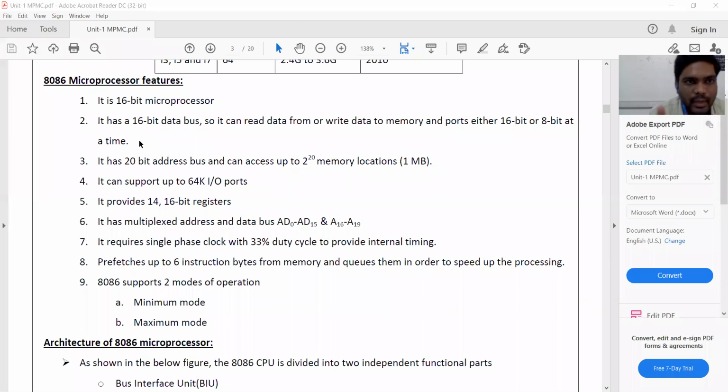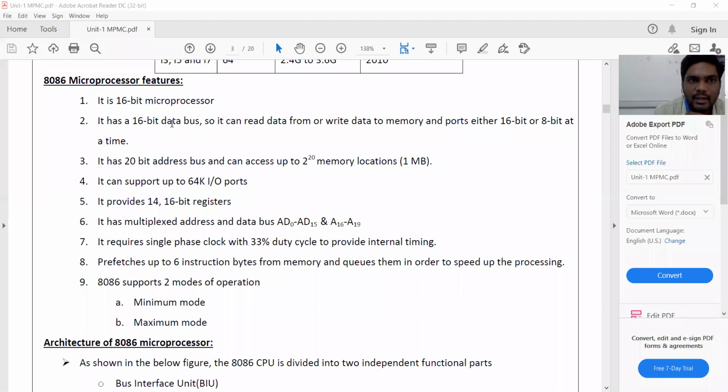So it has a 16-bit data bus in order to read data from the memory or write data into the memory. You know what memory is, and ports means you'll have some external devices connected to the processor through those ports. All this we'll see in the coming lectures, so don't worry about that. Meanwhile, you have a 16-bit data bus to read or write data. These data lines will be handling only data.